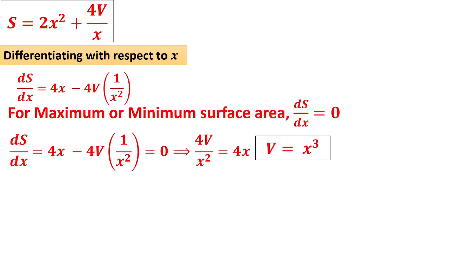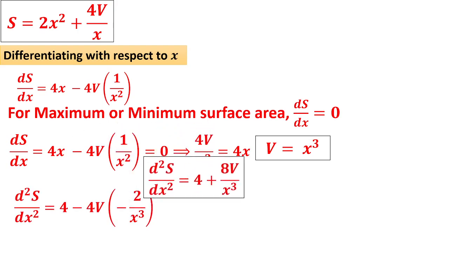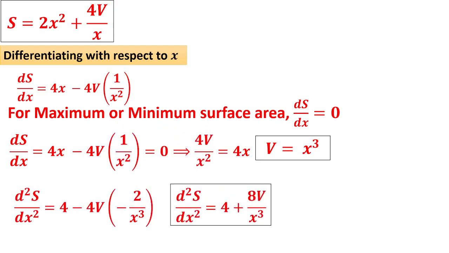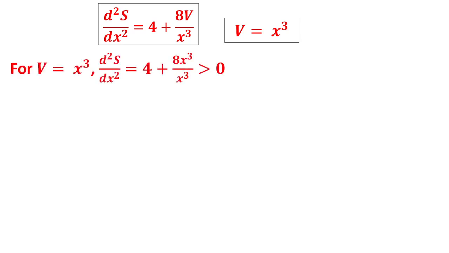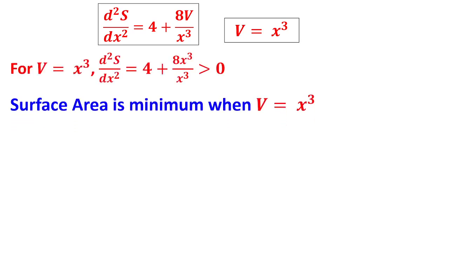Let us keep it ready. Find the second derivative. It will be 4 minus 4V into minus 2 by x cube. It is 4 plus 8V by x cube. Now, when I substitute V is equal to x cube, it is coming as greater than 0. Therefore, surface area is minimum as second derivative is greater than 0. It is minimum when V is equal to x cube.